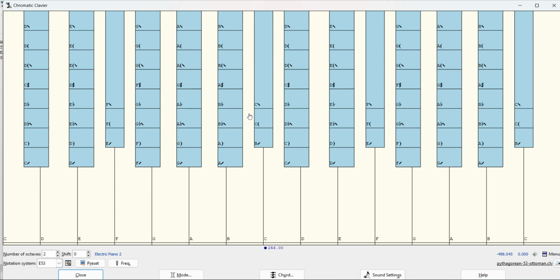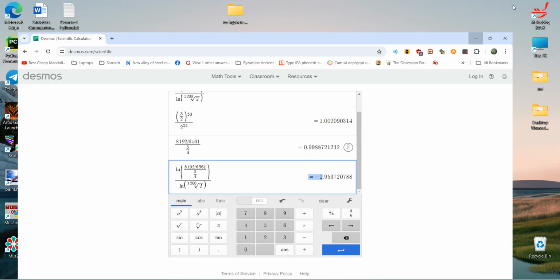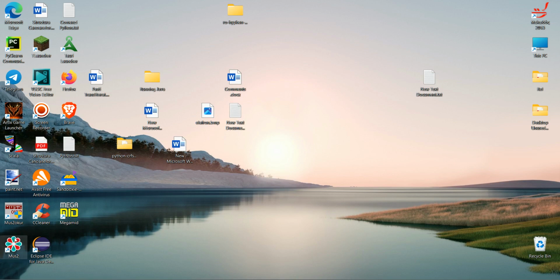Something a little bit more oriental here, because we're using neutral intervals. And here we used something very close to just intonation now. So things become a lot more maneuverable thanks to this tuning. Let us proceed further.